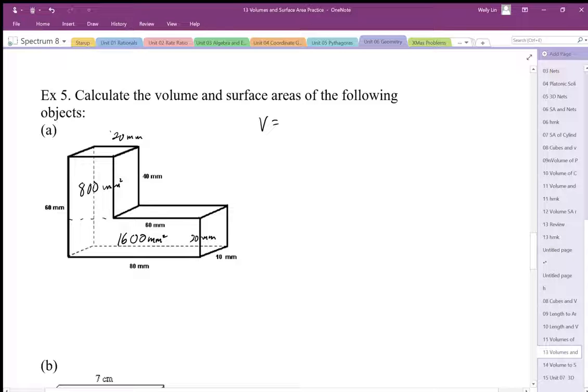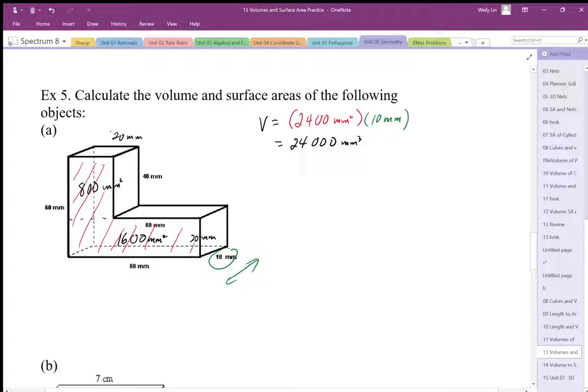Okay, so the area of the surface, so I'm going to do in red, the area of this surface is 2,400 millimeters squared. And I'm going to multiply that by the depth. The depth in this case is going to be this way, so it's going to be 10 millimeters. So the volume of this object works out to be 24,000 millimeters cubed. Okay, so that's my total volume of that object.